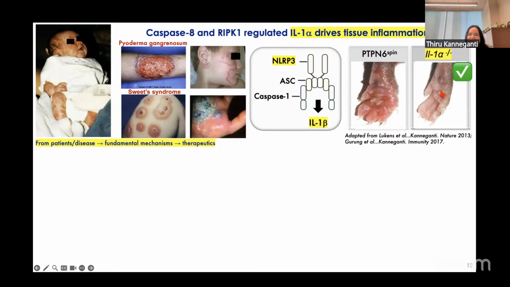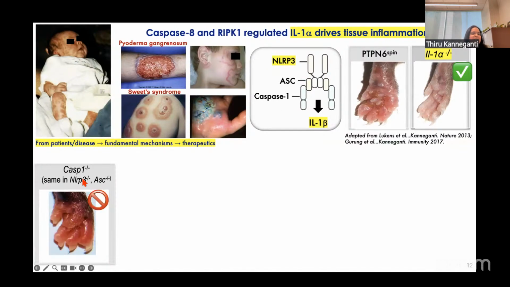So this again gave us a lot of indications about how inflammation works in vivo. And we started asking whether inflammasome is playing a role upstream of IL-1 alpha. And then again, against the dogma, it's not inflammasome, it's not NLRP3 or caspase-1 or ASC that are regulating IL-1 alpha responses. So this drove us completely crazy.